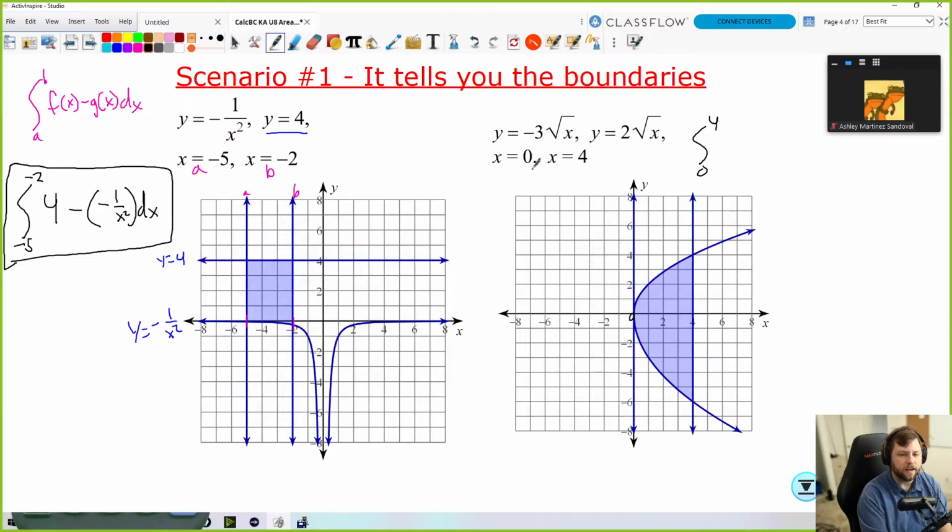But just take a test point in here. Sometimes if you don't know, take a test point between 0 and 4. Maybe take x equals 2. And then which one would be higher? This one will be higher. So that'd be on top minus the other one, -3 square root of x dx.